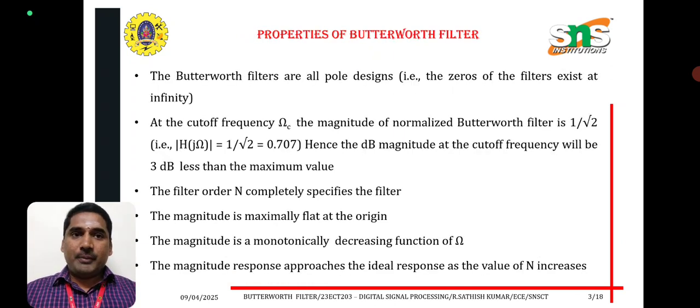Next one, properties of Butterworth filter. The Butterworth filters are all pole designs. The zeros of the filter exist at infinity. At a cutoff frequency ohm C, the magnitude of the normalized Butterworth filter is 1 by root 2, which means 0.707. The cutoff frequency will be 3 dB less than the maximum value. The filter order n completely specifies the filter. The magnitude is maximally flat at the origin and monotonically decreasing with increasing ohm. The magnitude response approaches the ideal response as the value of n increases.